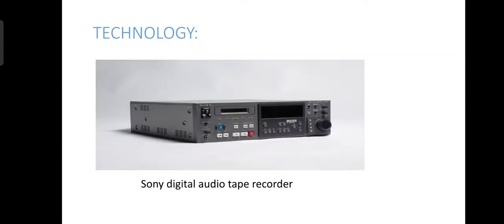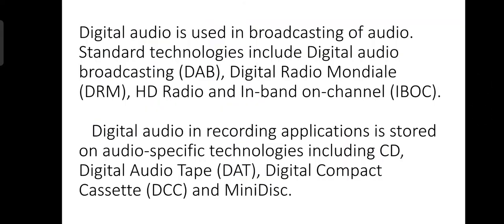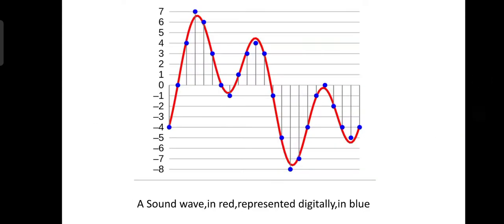Technology. The above diagram is a Sony digital audio tape recorder. Digital audio is used in broadcasting of audio. Standard technologies include digital audio broadcasting, digital radio, HD radio, in-band on-channel. Digital audio recording applications are stored on audio specific technologies, including CD, digital audio tape, digital compact cassette, and mini disc. This graph indicates the sound wave in red and digitally in blue.